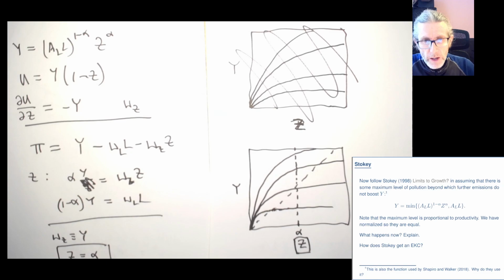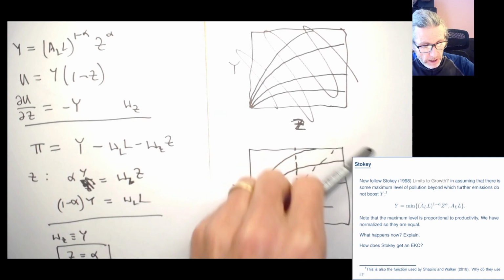Okay, but then Stokey said, what if Y is actually the minimum of AL to the 1 minus alpha, Z to the alpha, and AL? So what this is basically doing is saying that polluting emissions will help you up to a point, but for any given level of productivity, there's a maximum level of pollution beyond which polluting even more doesn't help. And that maximum level of pollution grows with productivity.